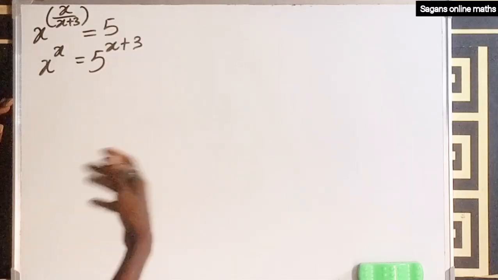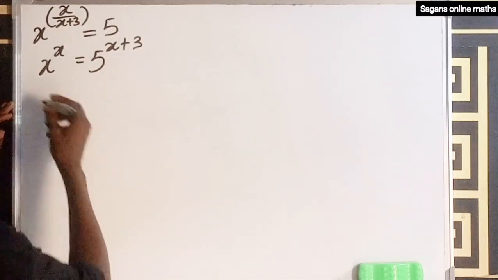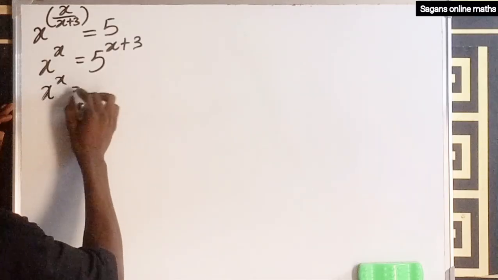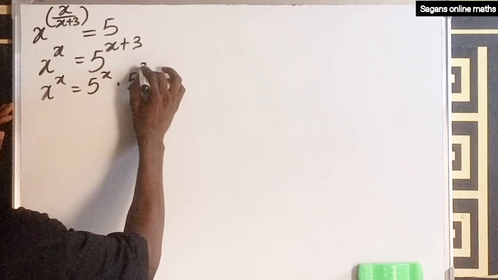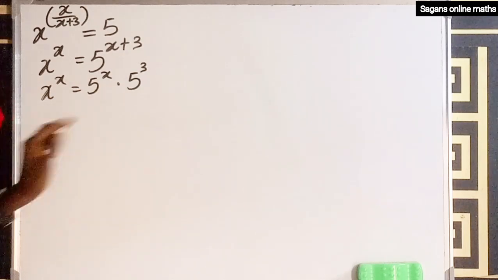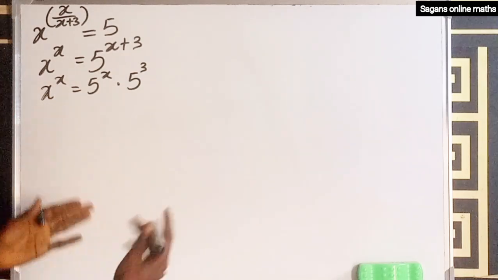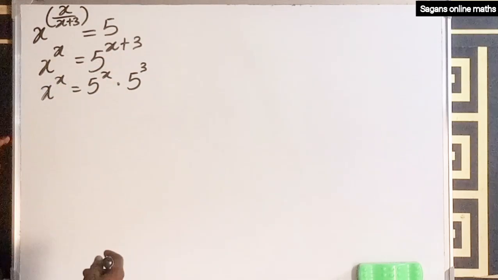Now by obeying the properties of indices, you agree that this is the same as x to the power of x is equal to 5 to the power of x multiplied by 5 to the power of 3. If you really obey the properties of indices, you will know what happened here, since the bases are the same and we add the powers. Now, what are we going to do now?